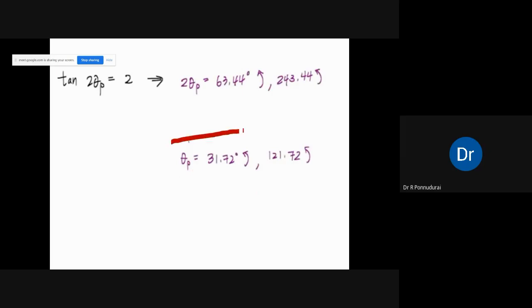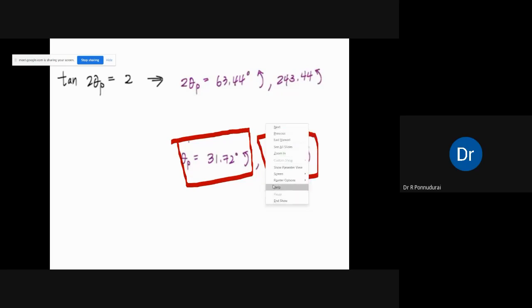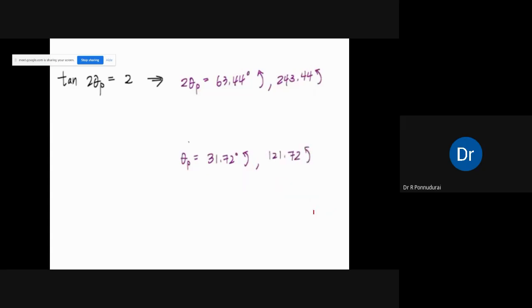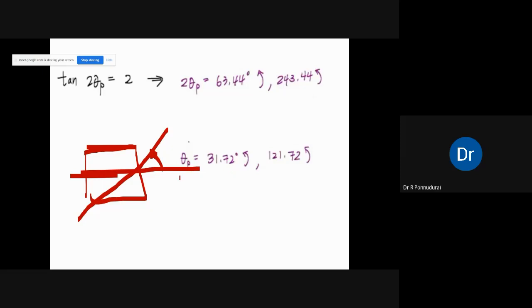So this is what is required here: sigma 1 plane, sigma 2 plane. The angle is with respect to the horizontal x-axis. So in this 2D element, from this axis, if you rotate, this is the plane. That is 31.72 anticlockwise. So you have in this plane only the maximum stress level.